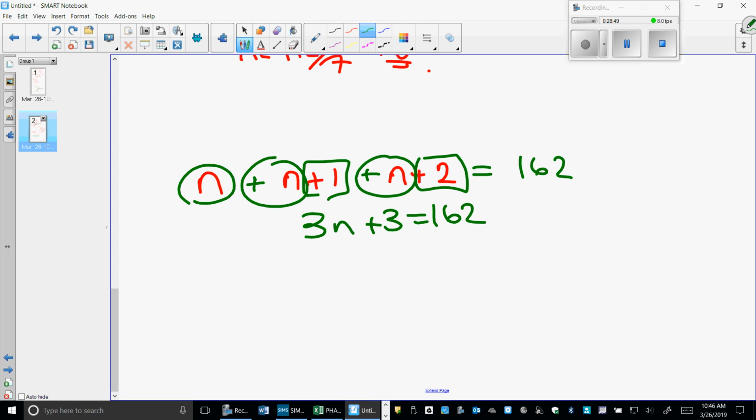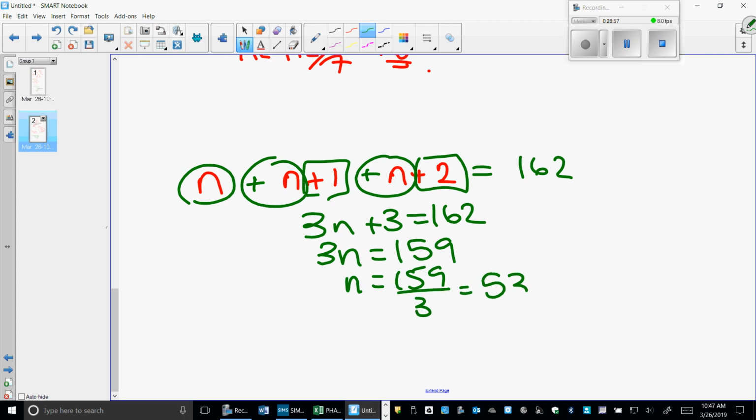So we're going to subtract 3 from both sides, and divide by 3. Okay, so that gives us 53. The question does say find the 3 numbers. So the 3 numbers would be 53, 54, and 55.